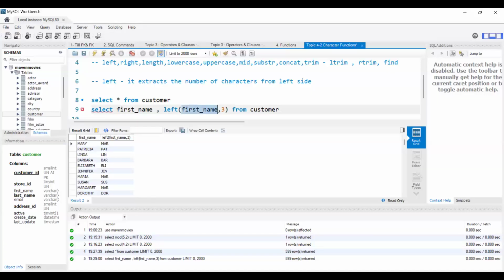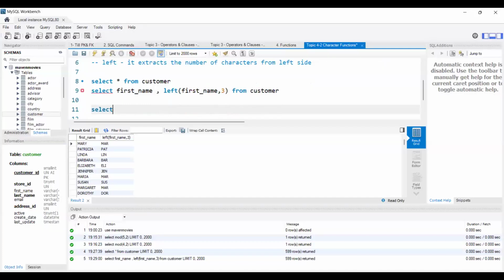Yeah, we can give left of Patricia, comma, 3. Correct. We can give Pat directly, the name also, instead of writing directly. Even I can give my name also, even though I don't have my name in the table. Directly we can give like this.